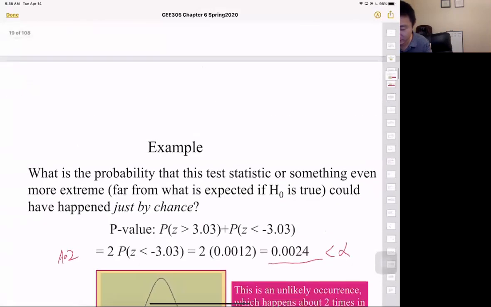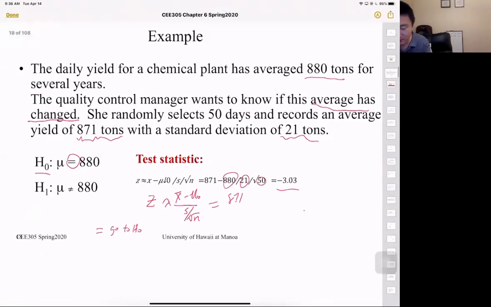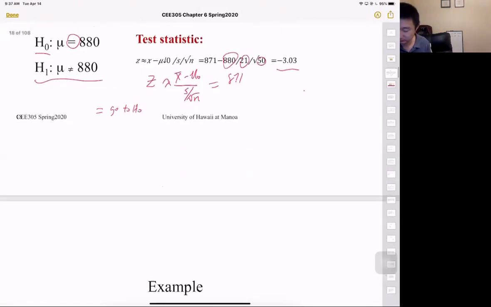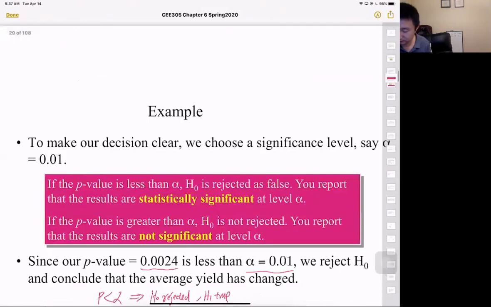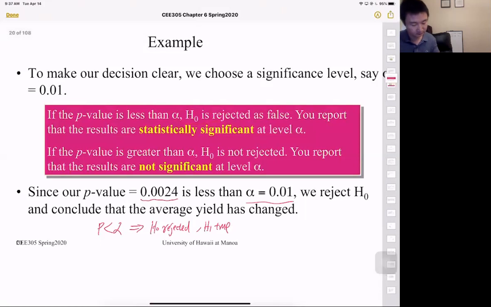Go back to here. We just concluded H1 is true, which is that the average has changed, which is not equal to 880. So this is H1 is true.